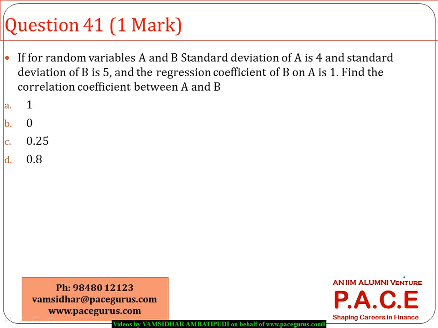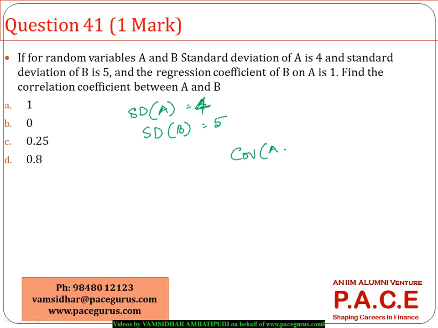Yeah, in this question, for random variables A and B, the standard deviation of A is 4 and the standard deviation of B is 5, right? Standard deviation of A is 4, standard deviation of B is 5. Regression coefficient of B on A. How do I define regression coefficient of B on A?